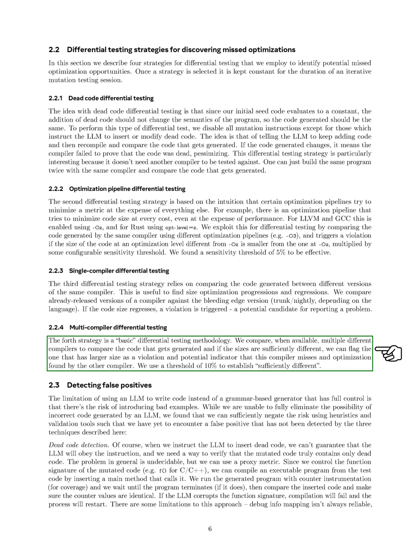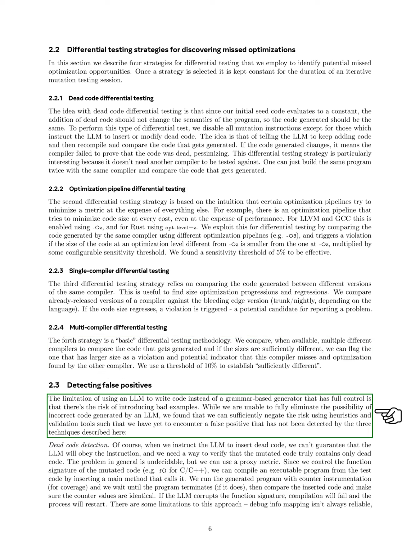Section: Detecting false positives. In this section, we discuss how we detect false positives in our code generation process. We recognize that using a large language model, LLM, for coding can lead to bad examples, and while we can't completely eliminate incorrect code, we have found effective ways to minimize this risk through heuristics and validation tools. So far, we haven't encountered any undetected false positives using our 3 main techniques. First, we focus on dead code detection.